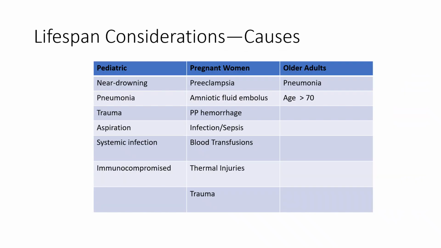This chart is going to show you the primary causes of ARDS in different patient populations. As you can see with the pediatric patients, most of the time ARDS is going to be associated with things such as near drowning, pneumonia, trauma. With our pregnant women, the most frequent causes are going to be associated with pregnancy, such as preeclampsia, amniotic fluid embolus, postpartum hemorrhage. And with our older adults, we're going to see that the primary cause is going to be pneumonia.